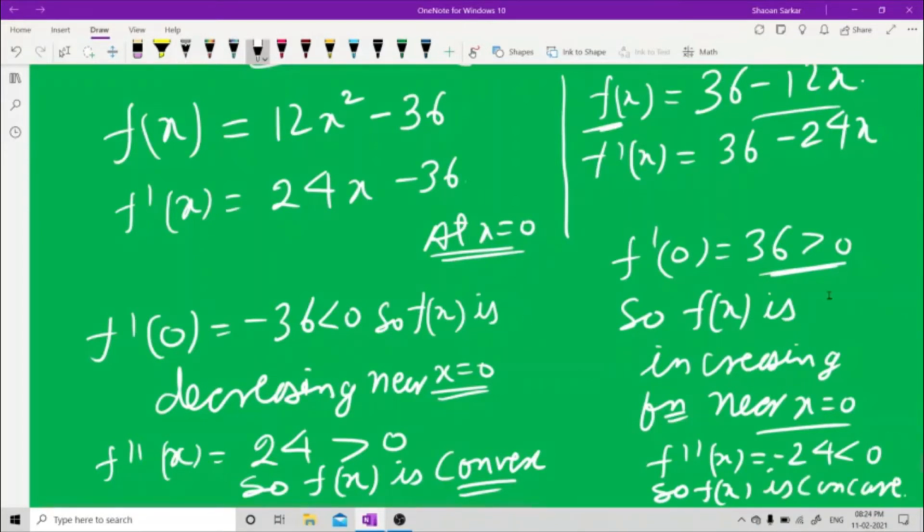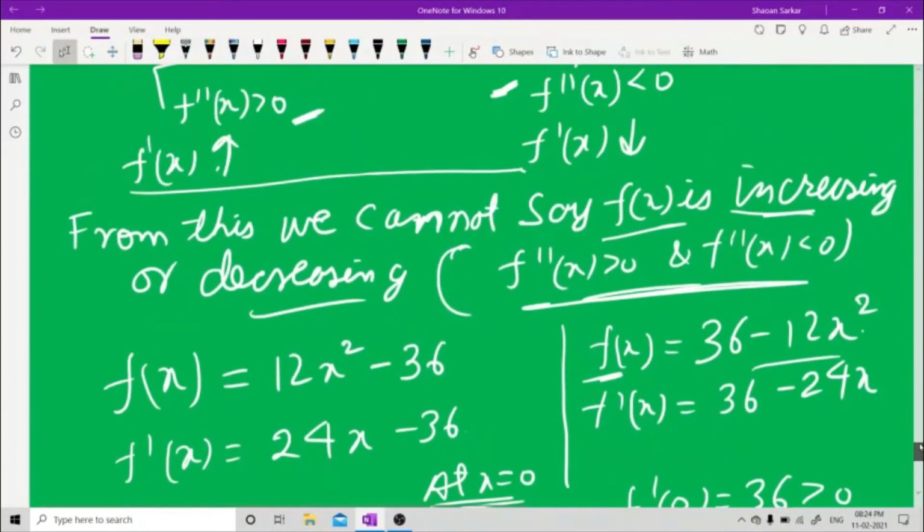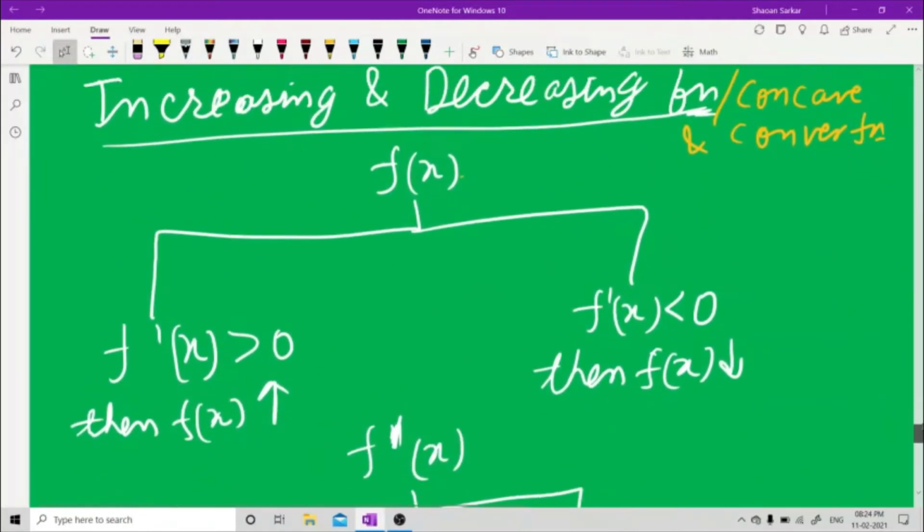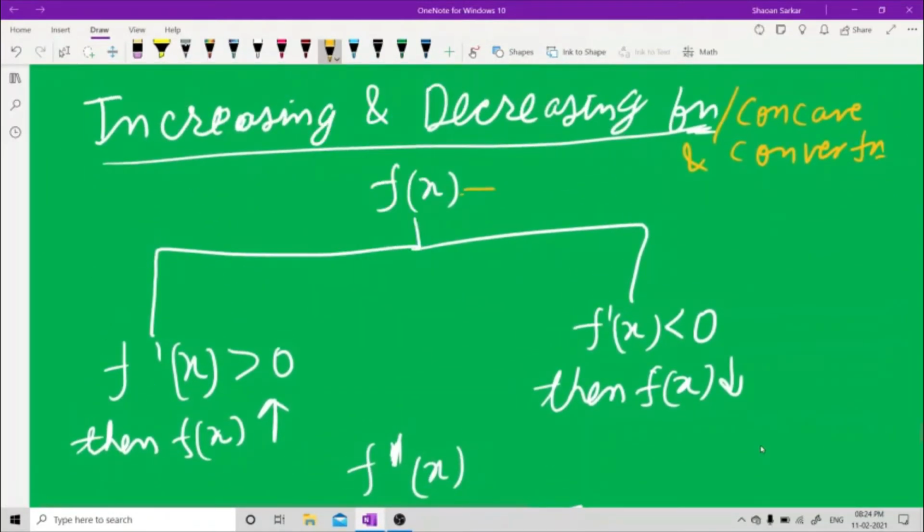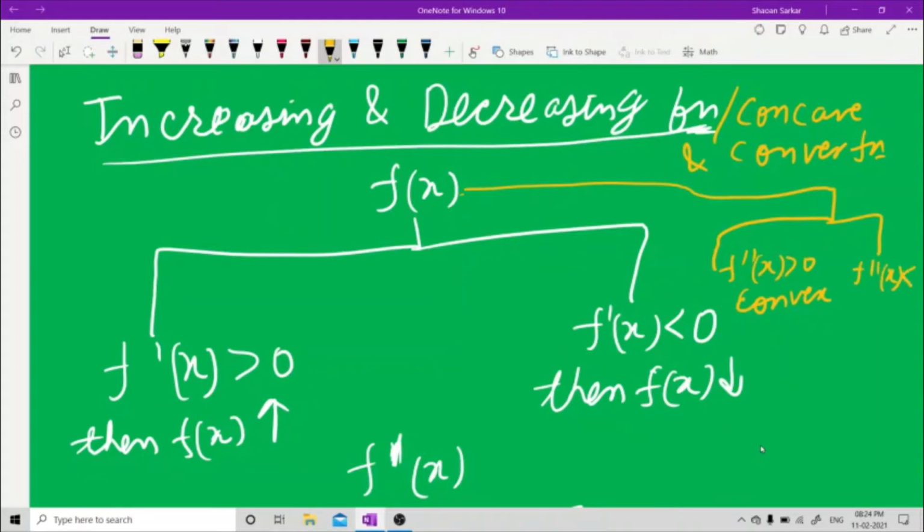Now let us come with this example. I think you got the idea of increasing, decreasing. And let us come to this point here. Let me draw the line here. If f''(x) is greater than 0, then the function is convex. And f''(x) less than 0, then it is concave. This is the point.